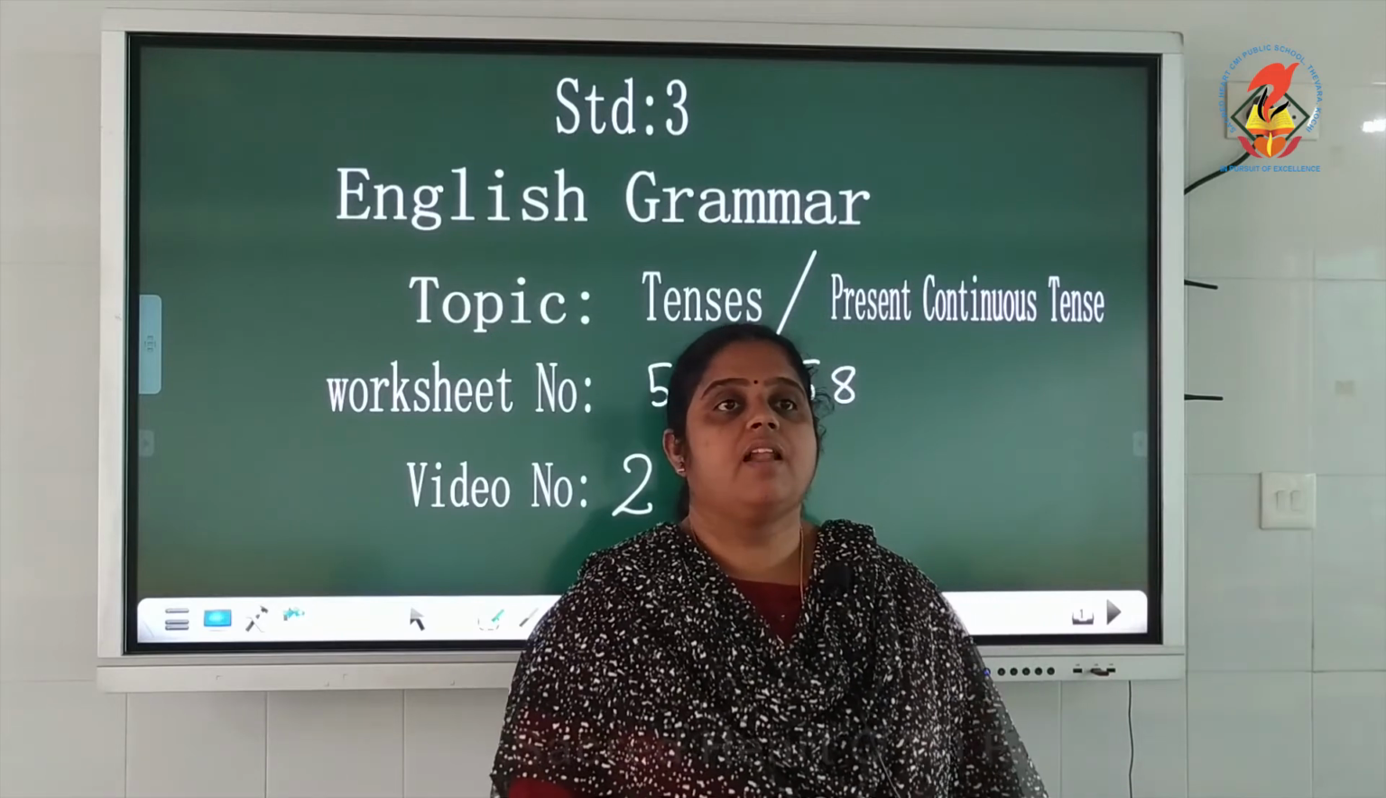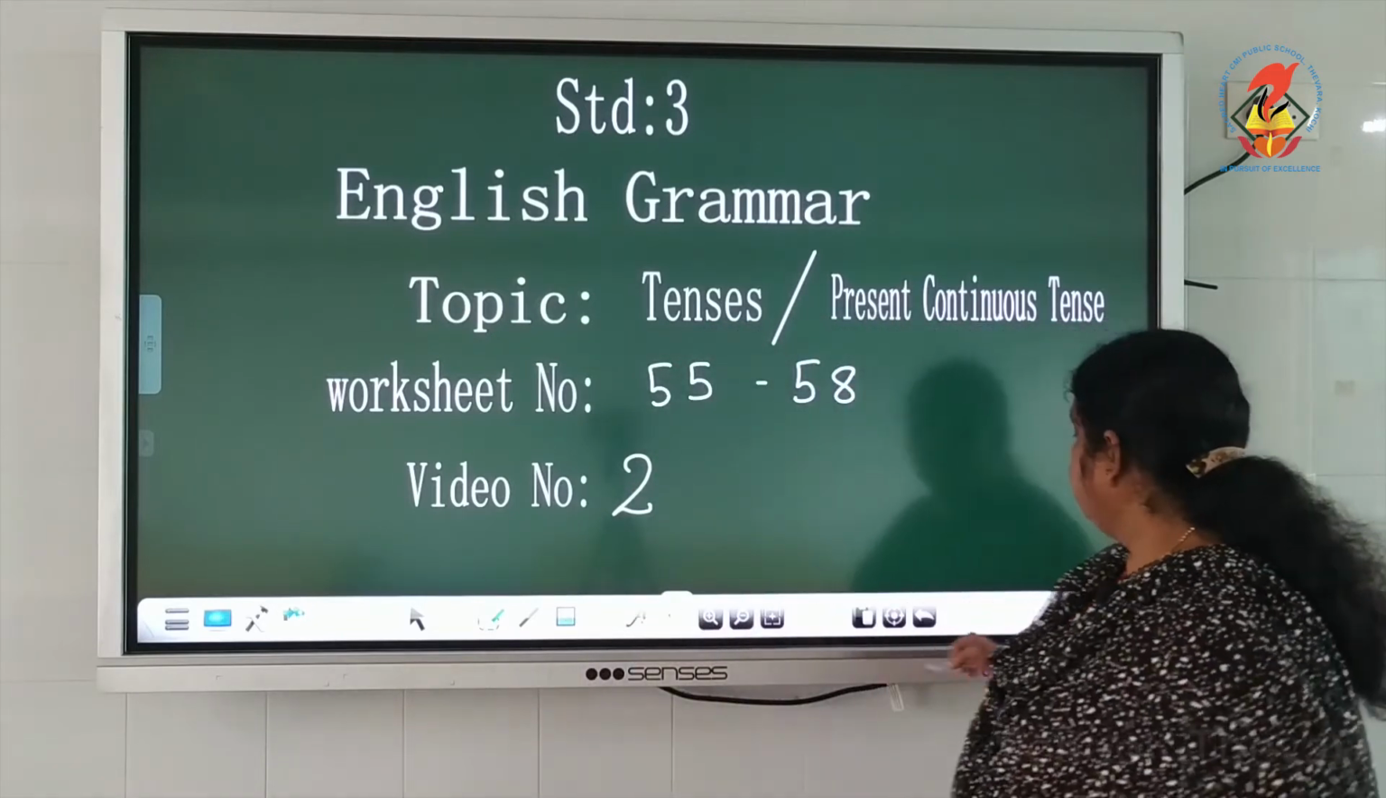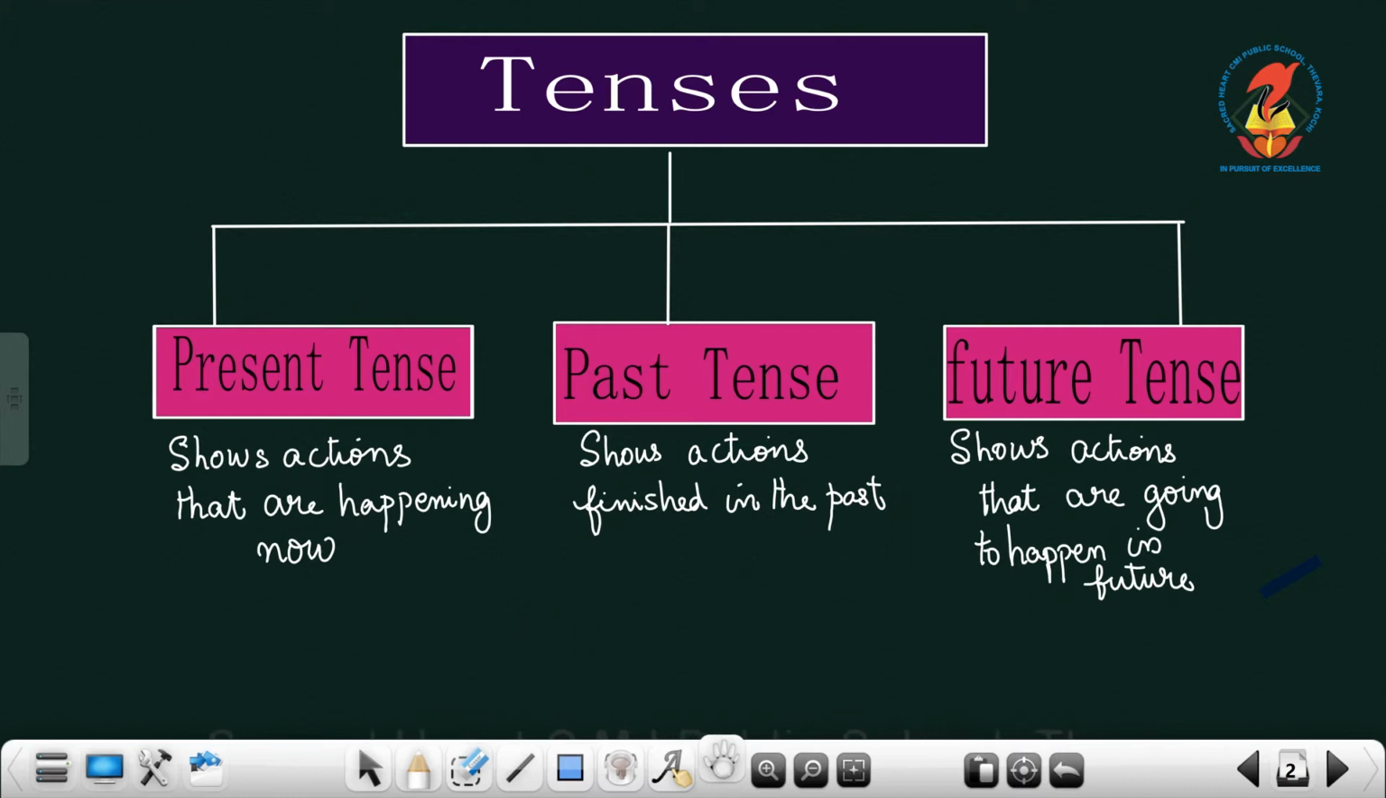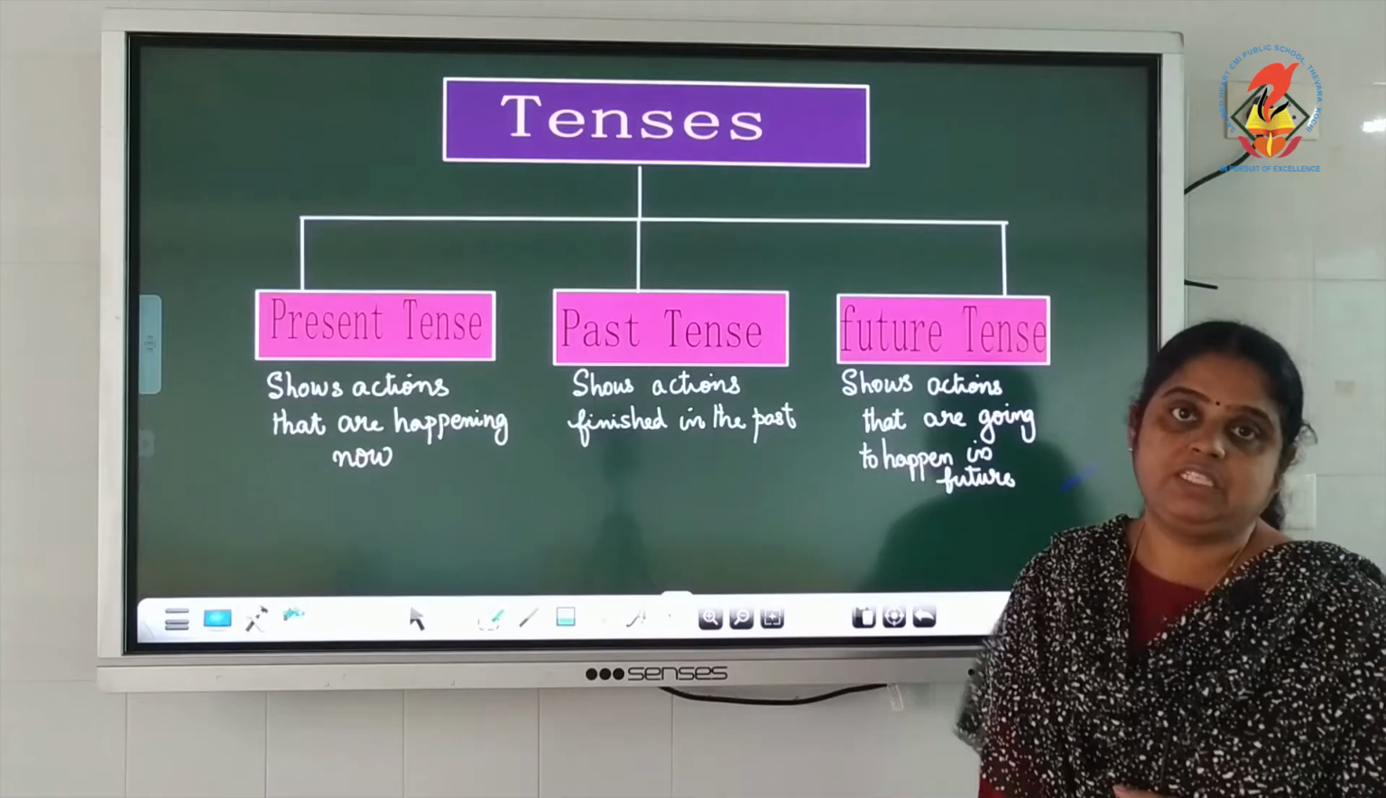In the last class we have seen the three types of tenses: present, past and future tense. And I hope all of you remember, present tense shows actions that are happening now, past tense shows actions that are over, and future tense shows actions that are going to happen in future. This is what we studied.